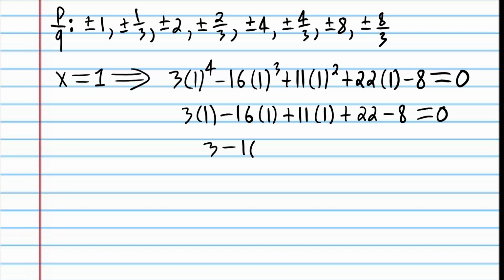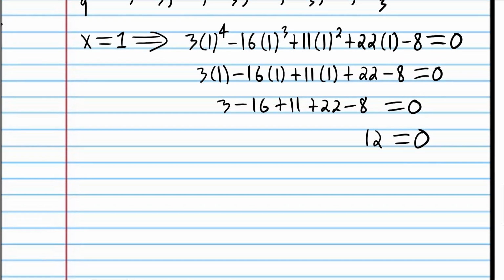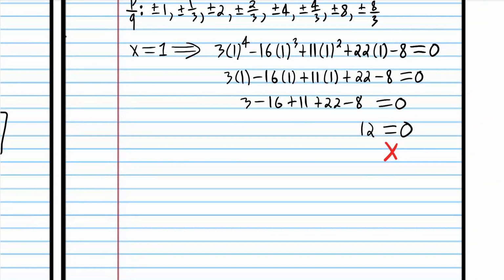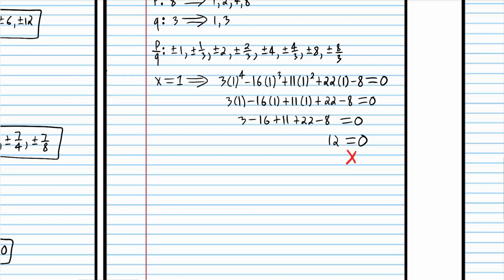And then we have 3 minus 16 plus 11 plus 22 minus 8 is equal to 0. 3 minus 16 is negative 13, plus 11 is negative 2, plus 22 is 20. 20 minus 8 is 12, so 12 is not equal to 0. So 1 is not a solution to this equation up here. So remember, these numbers represent the potential rational solutions. So that was not a solution.